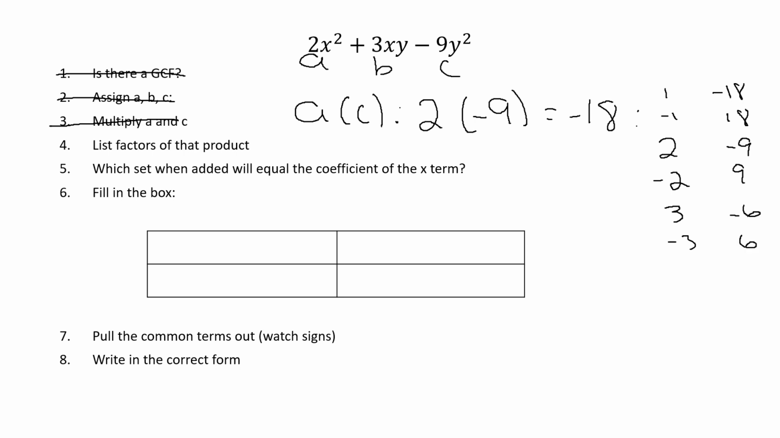So now, which one of these sets when added together is going to give me positive 3? And it's this one. Negative 3 and 6, when multiplied together, give me negative 18. When added together, give me positive 3. So I've done this one, I've done this one. Now I'm going to fill in my box.